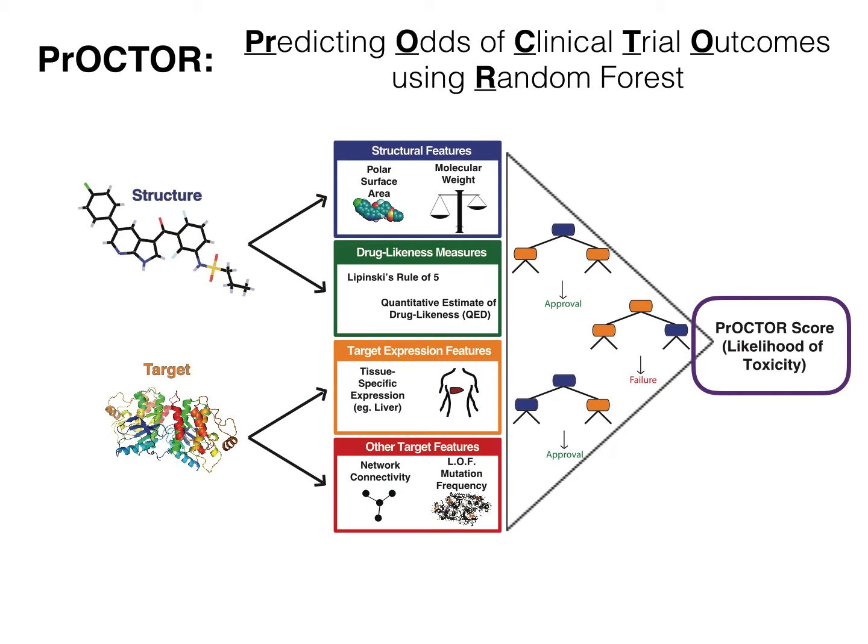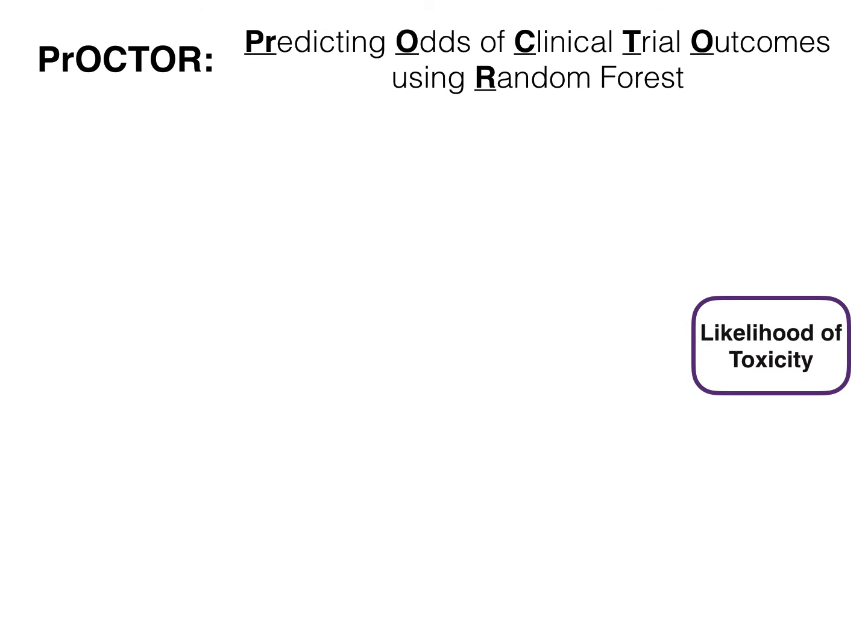Hello and welcome to the Figure360 version of Figure 1 for our paper, A Data-Driven Approach to Predicting Successes and Failures of Clinical Trials. This is a schematic for our method Proctor, which looks to address the question of identifying toxic drugs before they reach clinical trials.